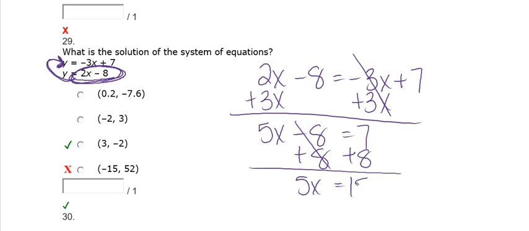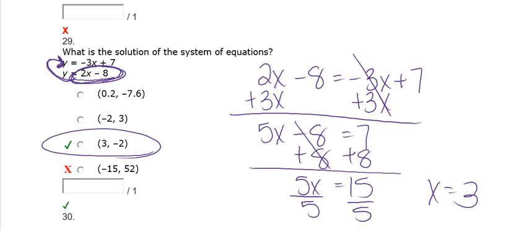So 5x equals 15, divide by 5, and we get x equals 3. And again, you'll see there's only one ordered pair that has a 3 in the x spot, in the x coordinate, so that is the right answer. I could plug this 3 back in up here to show you that I can get negative 2 for the y. You don't have to do that here because they're only giving you one answer where x is 3.